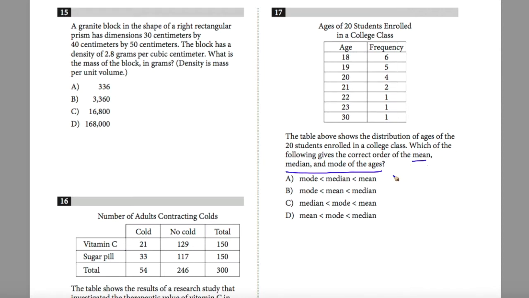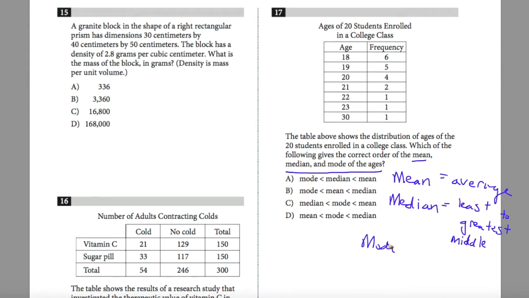The mean is your average. The median is going to be your middle number throughout the sequence. So when everything is sequenced from least to greatest, this is going to be the middle value that you have. And then your mode is the number that appears most frequently, or let's say highest frequency, just to correlate it back to the table.